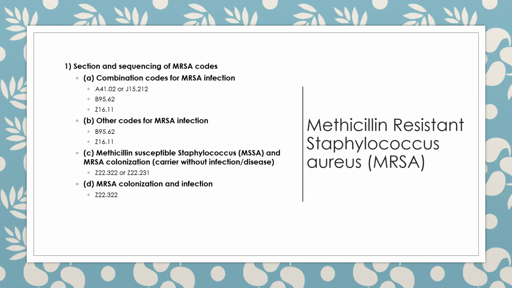When we talk about other codes for MRSA infection, there are sometimes that they do not include the MRSA infection in the code itself. For example, wound infection, stitch abscess, or urinary tract infection do not include MRSA as part of a combination code. And in these cases, B95.62 would be appropriate as a secondary diagnosis. Again, do not code from Z16.11 resistance to penicillins in this case.